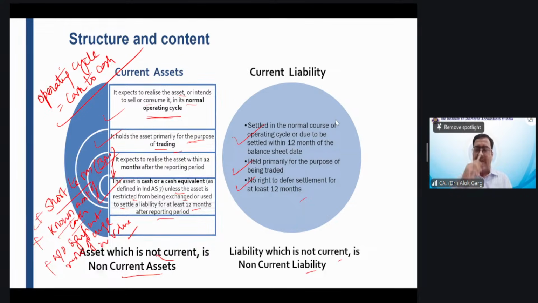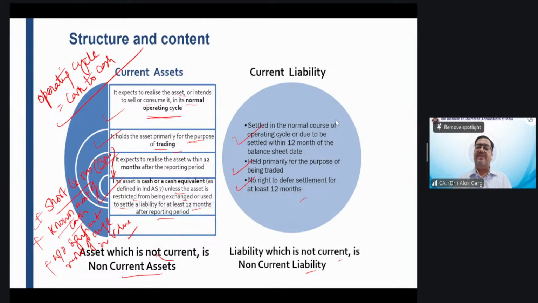So friends, what is the classification of this loan on 31st March 26? It is a current liability because it is payable within 1 month from the reporting date. So on 31st March 2026, this is a current liability. The company is contractually obligated to pay this amount in the month of April 2026.